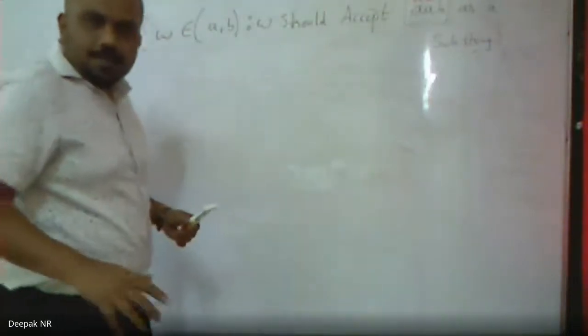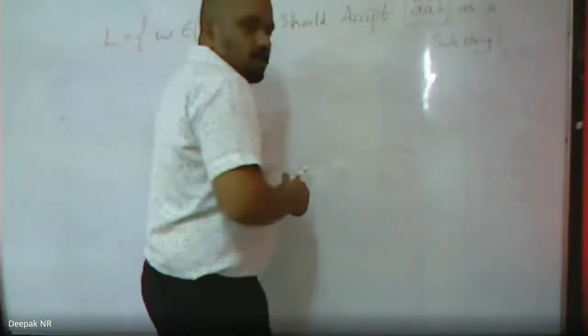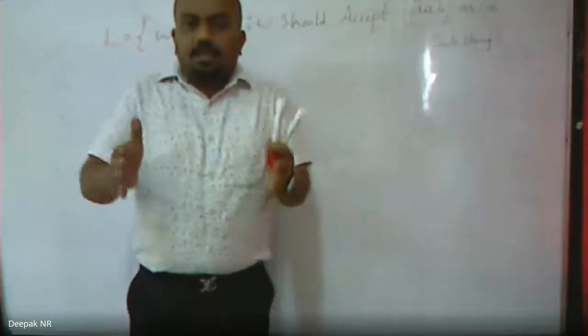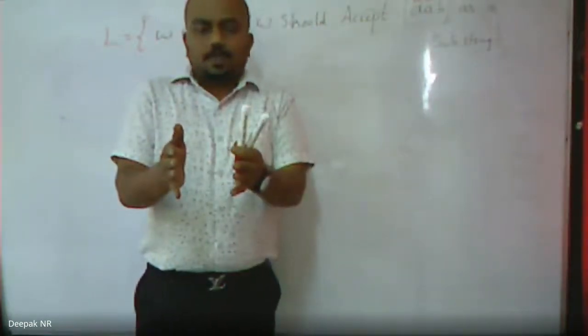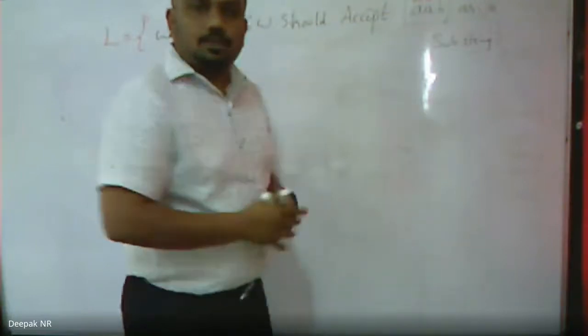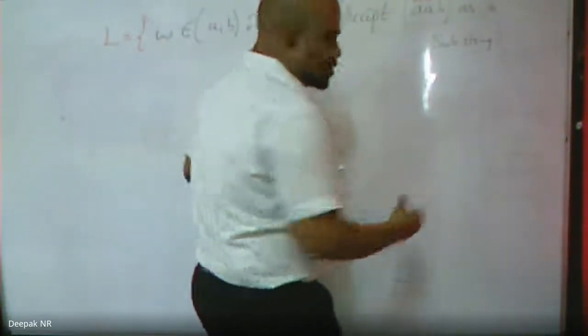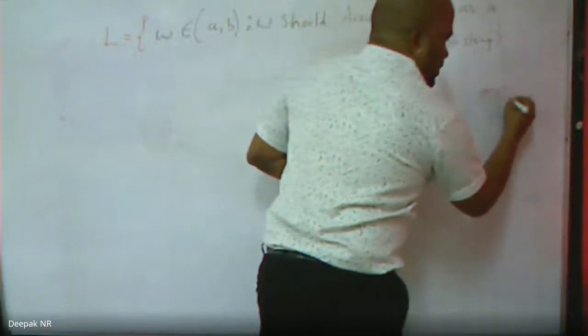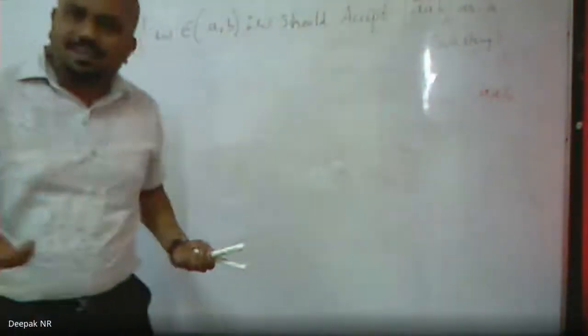So let me write the possibilities of this. In a string, AAB should be continuous. Is that clear again? In a string, AAB has to be continuous. Okay. Now the bare minimal string is AAB. Correct. The bare minimal string is AAB.